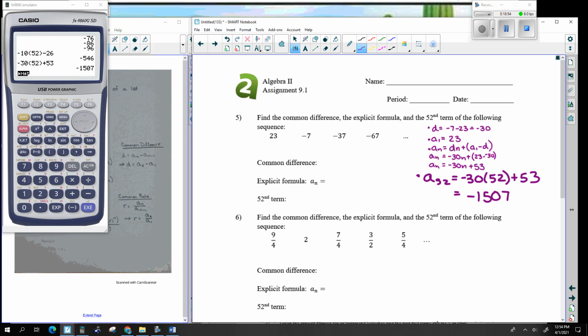Okay, so the common difference was negative 30. The explicit formula, an is equal to negative 30n plus 53. And the 52nd number is negative 1507.